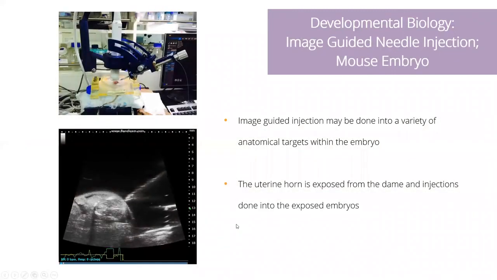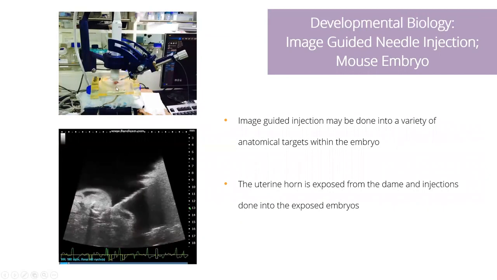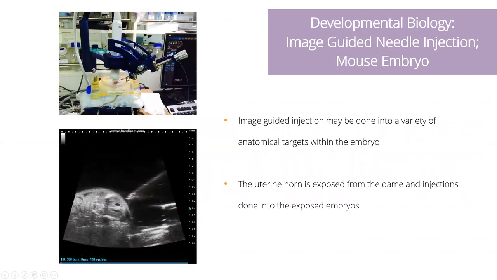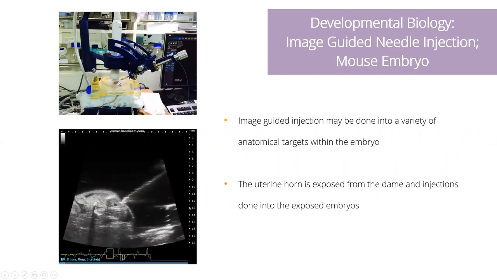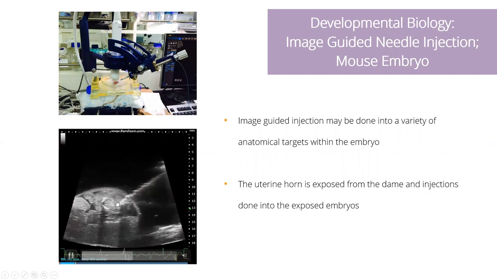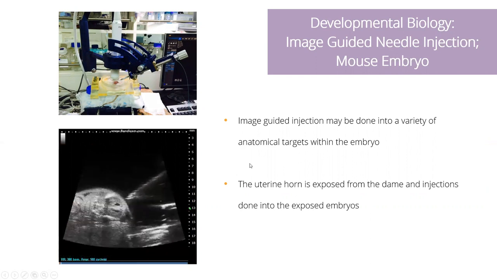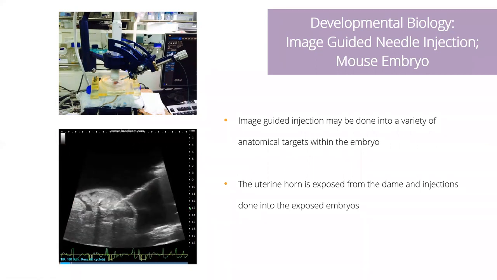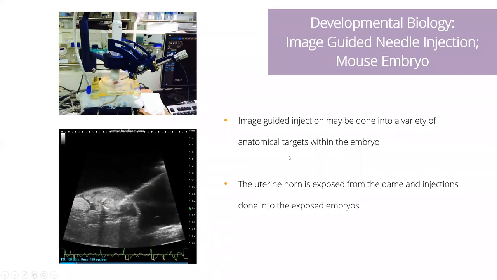Image-guided injections. So here, this is a survival surgery. An abdominal incision is made, and each of the embryos is actually popped up through this petri dish, and a pulled glass capillary needle can be used to do the injections into the embryos. So here we're seeing an injection into the ventricle of the brain of a target of interest, for example. Once completed, the uterine horn is then put back into the dame. She's sewed up, and the embryos are allowed to continue to develop and be delivered naturally.